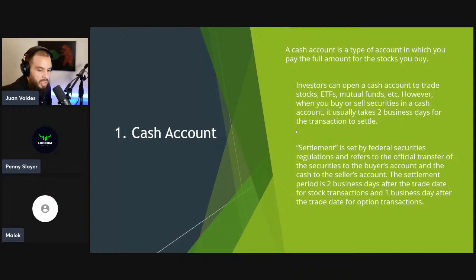I don't know how you guys feel about that. With options, what I like about cash accounts is it settles the next day. So if I traded with $1,000 worth of options today and I made $500, the next day I'll have $1,500 to play with.